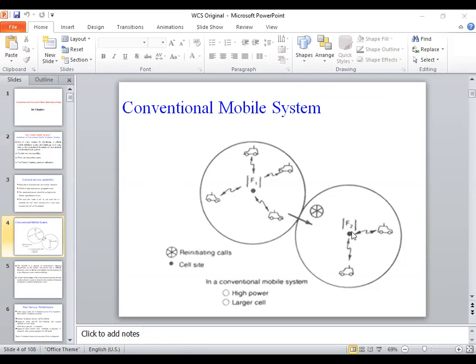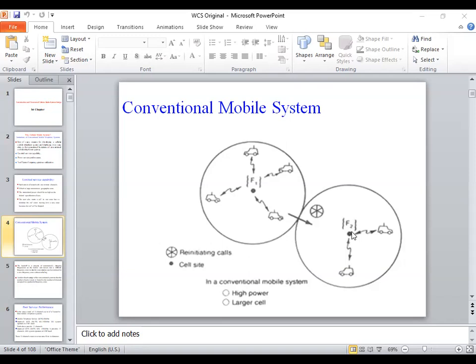Handoff is a procedure: when we are going from one zone to another zone, your call should not be dropped, and the previous cell site should hand it over to the next cell site. So handoff is the process of automatically changing the frequencies as the mobile unit moves into a different frequency zone, so that our conversation on the mobile continues in the new frequency zone without redialing the number again.